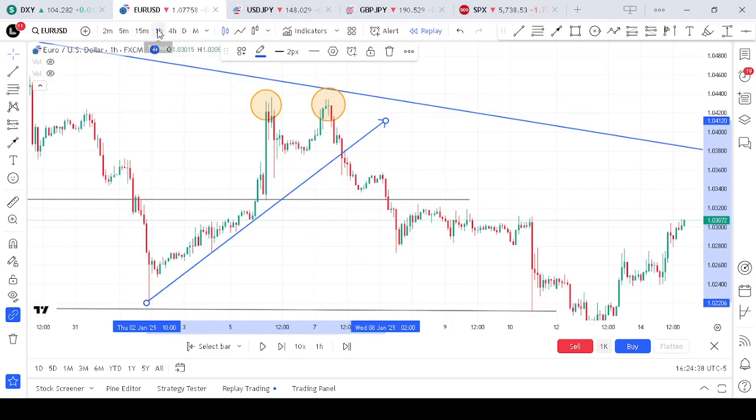For scalpers, you can make use of your 1 hour as a higher time frame, you can make use of your 15 minutes, and you can make use of your 1 minute or 5 minutes as the case may be.